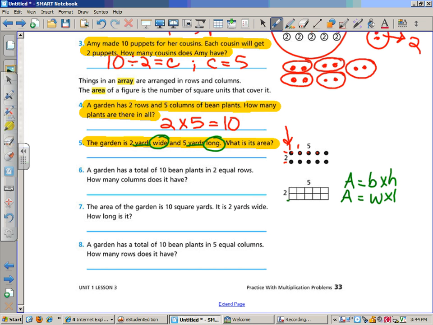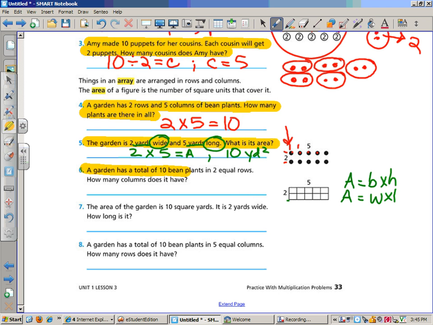So we have 2 this way and 5 this way. We've made the squares inside. How many squares? We should have 10 squares. So we've taken 2 times 5, and that's going to give us the area, and then that area will be 10, and you put yards, and then you put the little 2 to represent the squared yards, right?